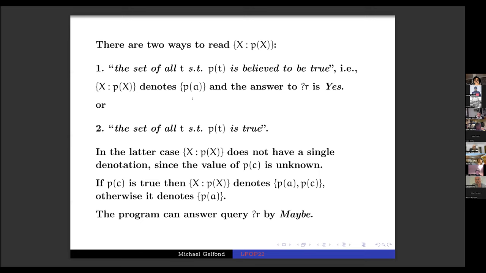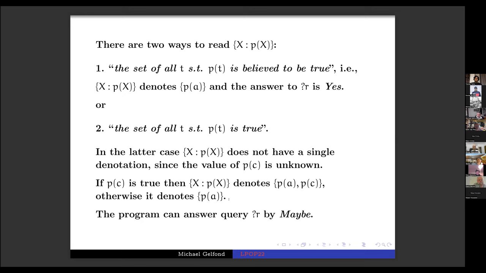The second way to read it is as the set of all terms t such that p(t) is true. In this latter case, {X | p(X)} doesn't have a single denotation, since the value of p(c) is unknown. If p(c) is true, then this expression denotes a set consisting of two elements. Otherwise, it denotes a set with a single element.